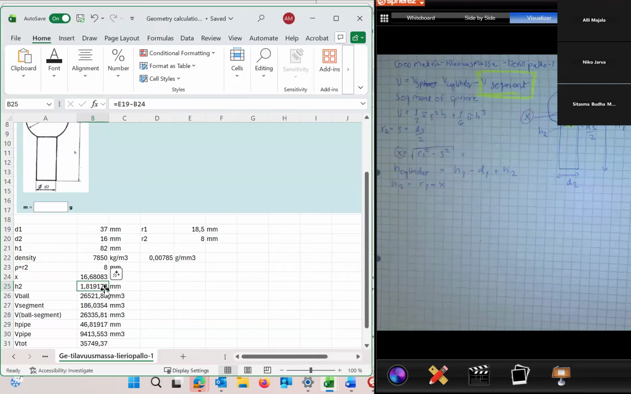Then I mark with 2 and I get this. Oh, is this correct? Yes, E19. Yes, from the radius of the sphere, the X. Then I get this small height there. That was crucial for this little segment that I had to remove in the calculation.